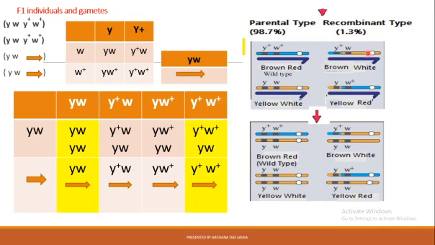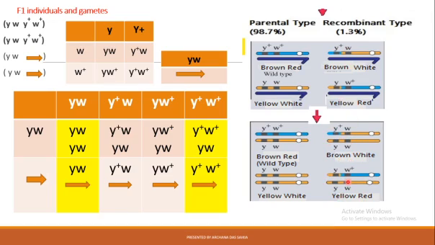Whereas here you can see this line, the ones which I have not colored with yellow. Here you get a brown and white eye, which never existed in the parents. New. This is a new type of offspring. Similarly, yellow, red, new type of offspring, males. Then brown, white, new type of offspring, and yellow, red, new type of offspring.